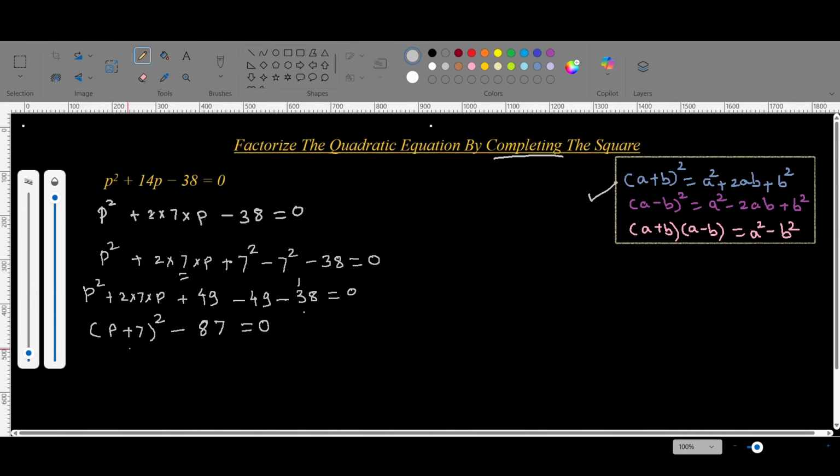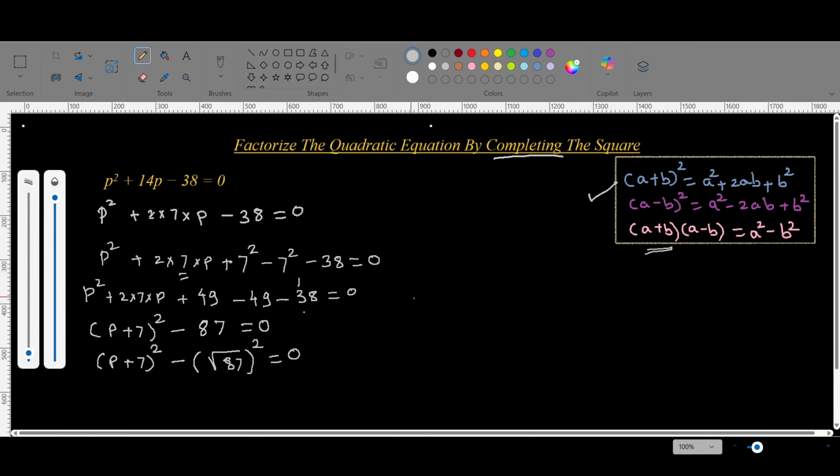Now this can be written as, let us try to put it in this identity, which is a plus b into a minus b. Why can it be placed in this identity? See here, p plus 7 whole squared minus root 87 whole squared equals 0. So this is the a squared minus b squared identity, right?